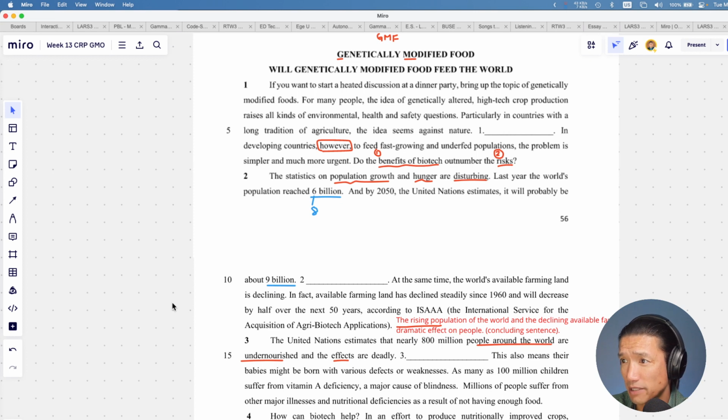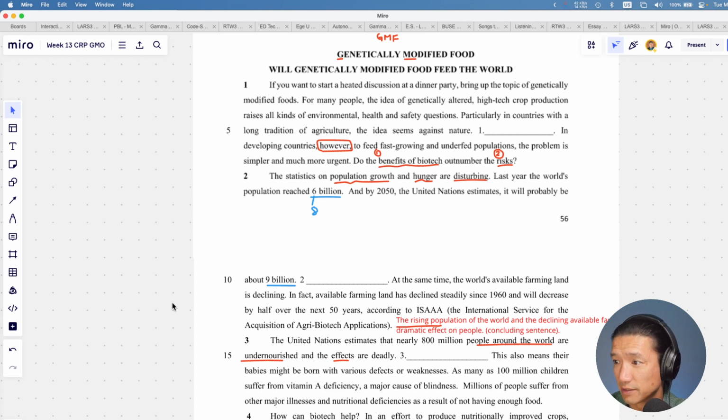Okay, so we have a population that will grow by this statistic by 33%, is that right? Yeah. And then we have half of the land disappearing. But it's just land. It's not talking about the food.